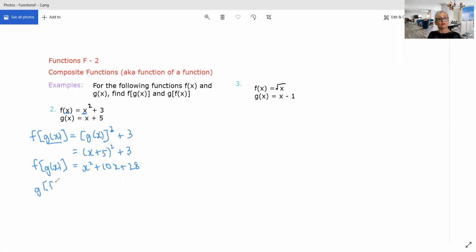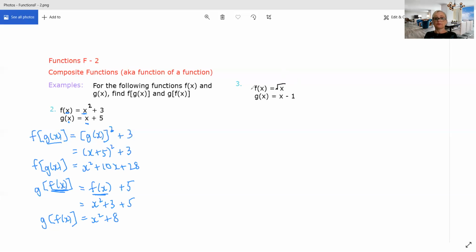G of f of x means you're going to sub f of x into your g rule. So it's going to be f of x plus 5, all right? G of x is x plus 5, so g of f of x is f of x plus 5. F of x was our x squared plus 3, and just gathering up our constant terms there, we get x squared plus 8. So g of f of x is x squared plus 8.